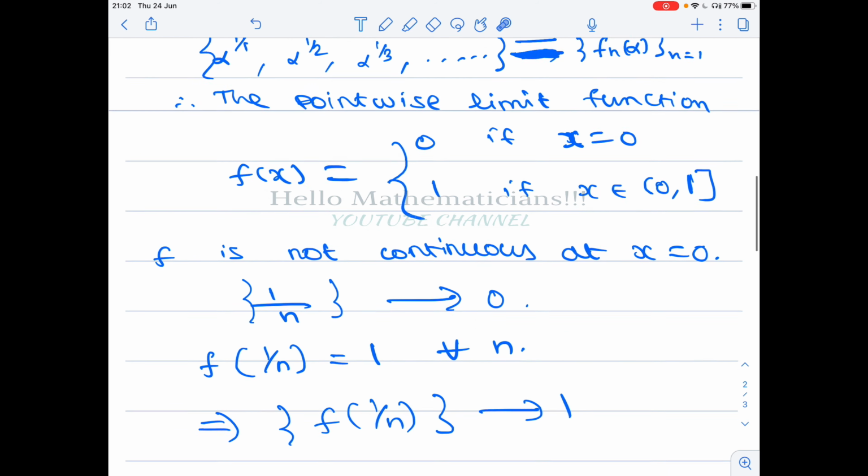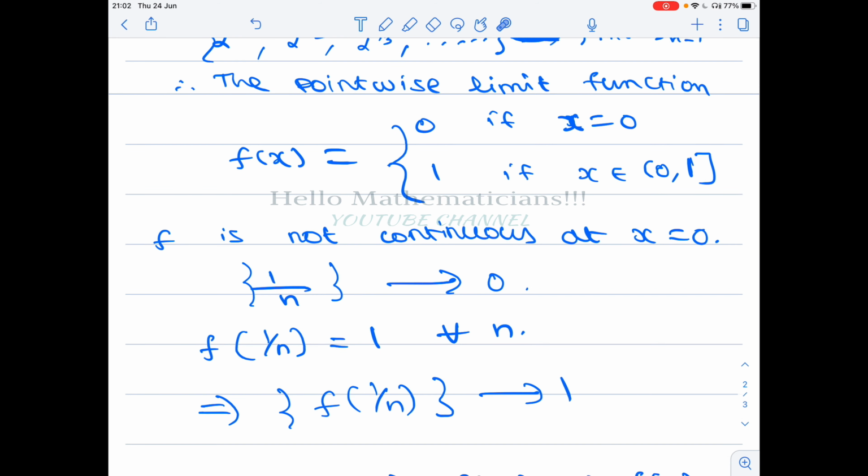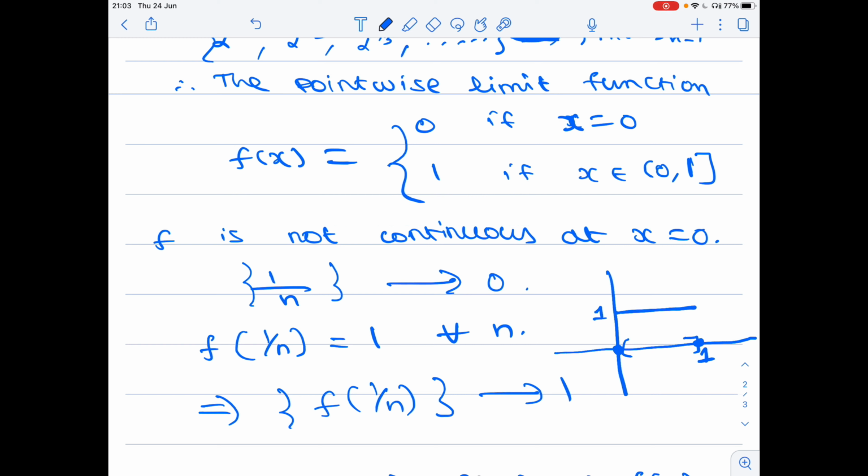So if you look at the f of x, it is 0 at 0 and 1 in (0, 1]. So how does the graph of this function look? It is easy to draw the graph. At 0 the function is 0. So say this is our 1, and everywhere else it is 1. So in (0, 1] it is the constant function 1. Only at 0 it is 0.